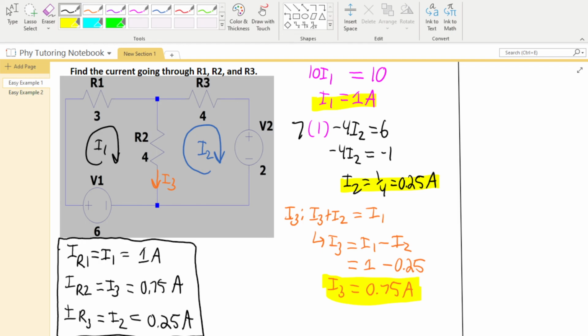But again, this was the long way of doing this. And in part 2, I'm going to show you how to just jump to your final set of equations and plug it in from there.